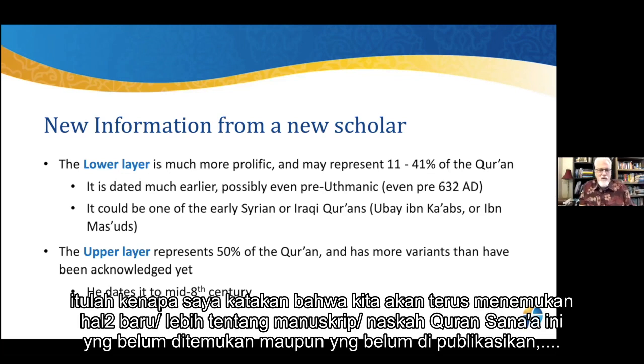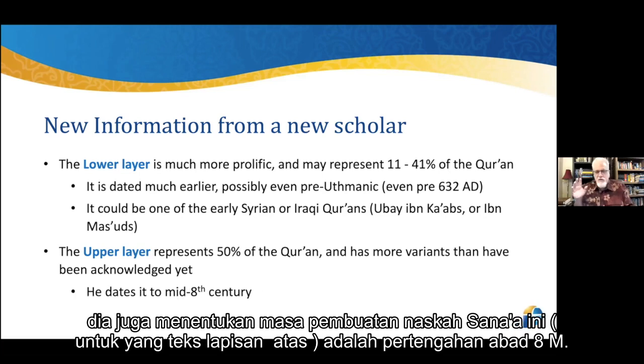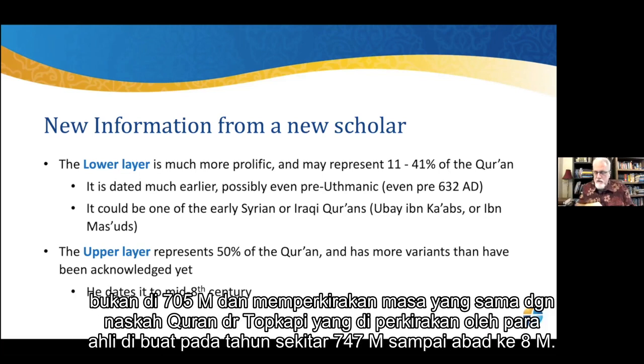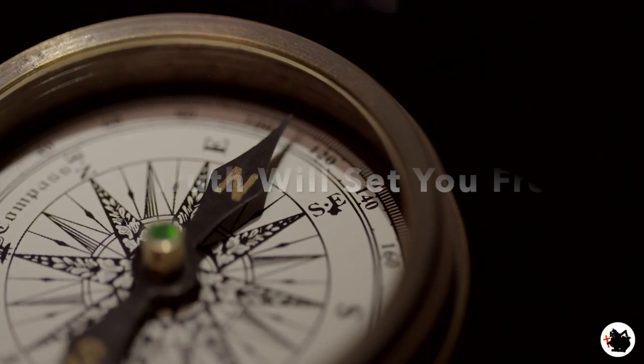We're going to find an awful lot more about these manuscripts that has yet to be published or uncovered. Now, he dates the upper layer to the mid-8th century, not the early. He does not date it to 705. He dates it to about the same time as the Topkapi, this one here, that is dated by the other scholar to around 747, so mid-8th century. Great stuff. Exciting.